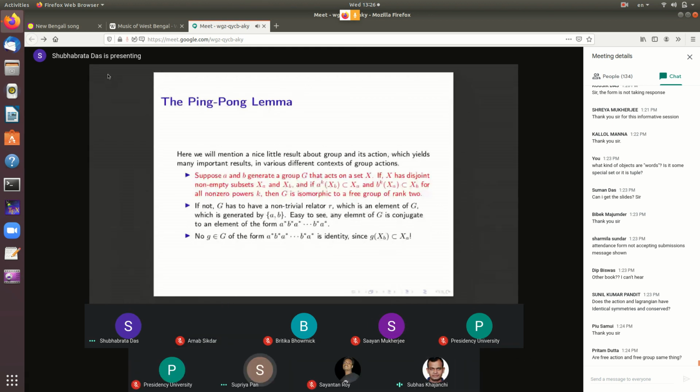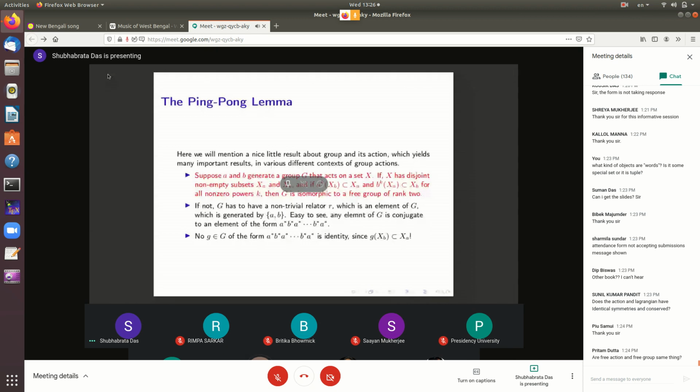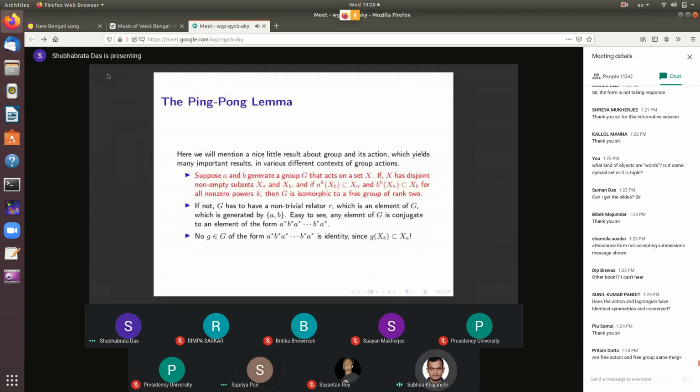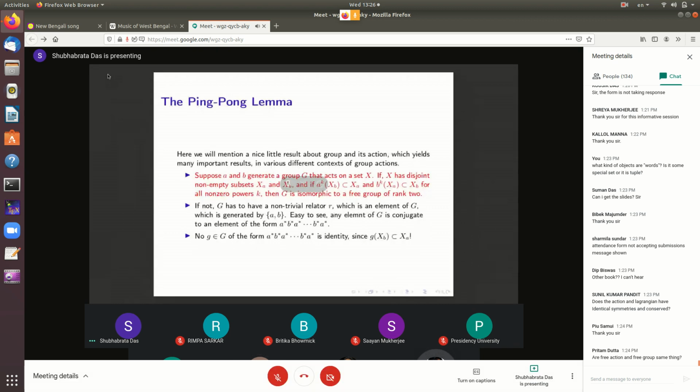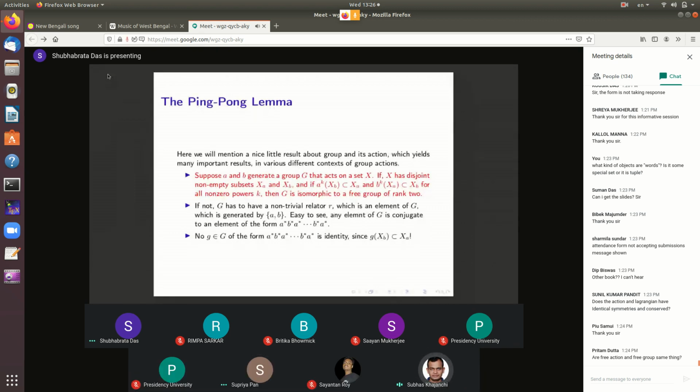So, one more question by Sunil Kumar Pandit. He asks, do an action and its Euler-Lagrange equations have the same symmetry?